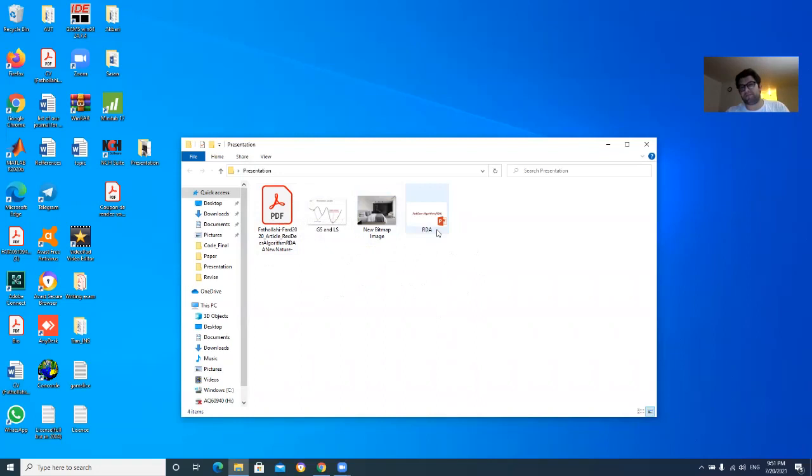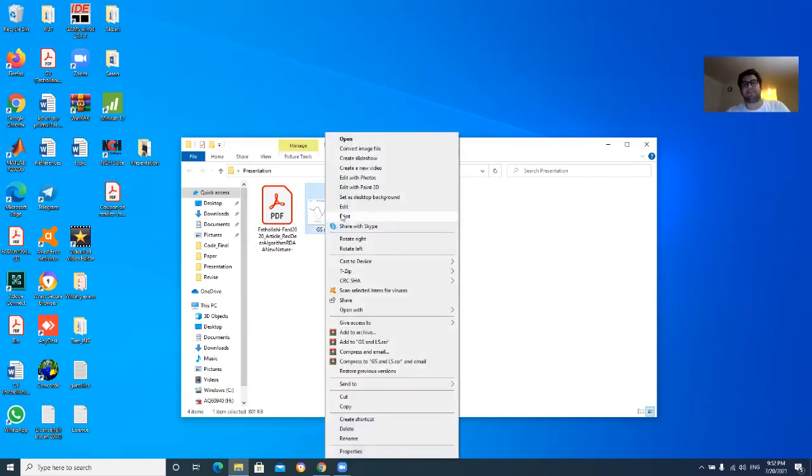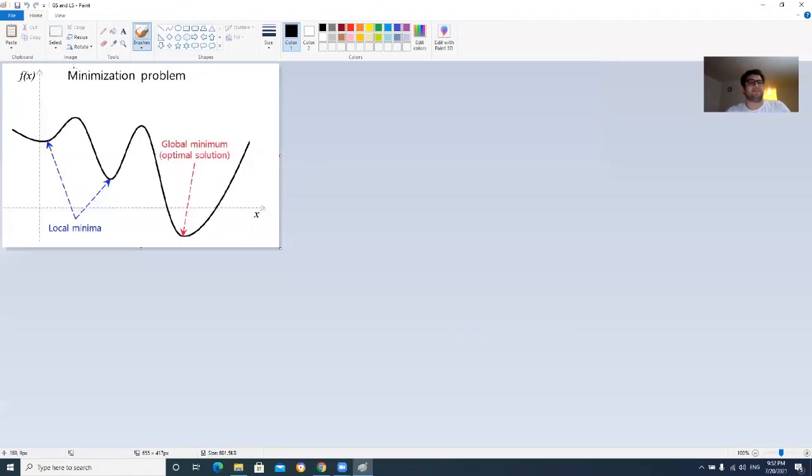First of all, let me talk about why we need a meta-heuristic algorithm, and the differences between a local solution and a global solution. For example, in a case of minimization optimization problem, these points, as you can see, are local solutions, and this point is a global solution.